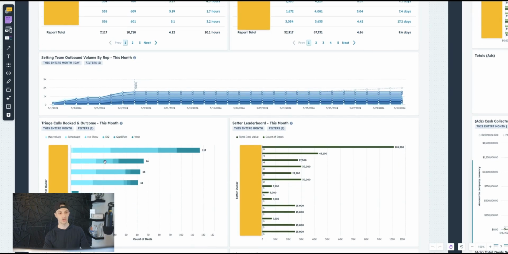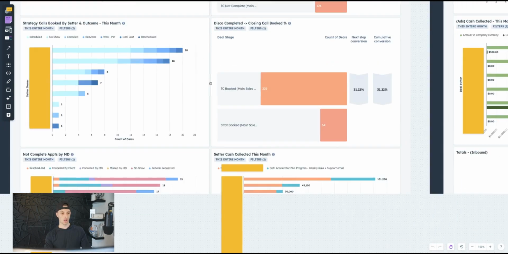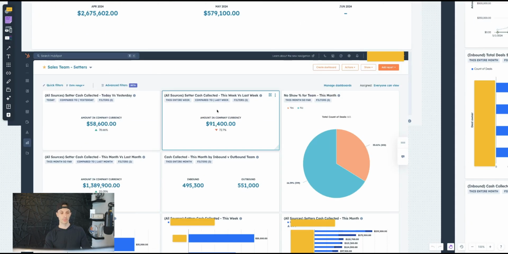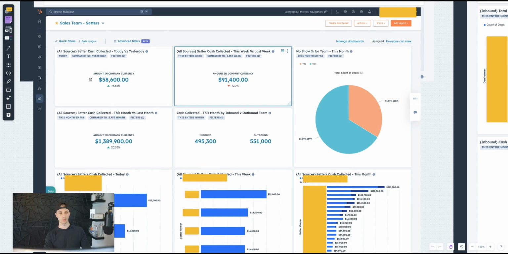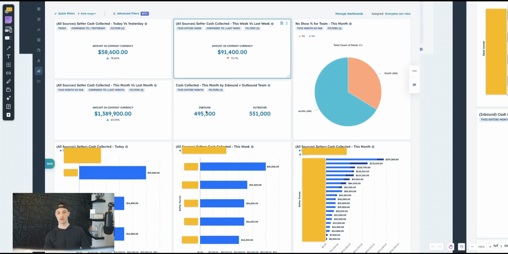Setting team volume, we have all of our closing call sets by setter, obviously, and then their breakdown, so their percentage of show rate, close rate, all of this good stuff broken down. Then we have our sales team setter board, which is cash collection today versus yesterday, this week versus last week, this month versus last month. We have inbound versus outbound, which is if people went to a VSL and they booked a discovery call to a setter compared to somebody opting in, not booking a call, and us going out after them and booking, right?